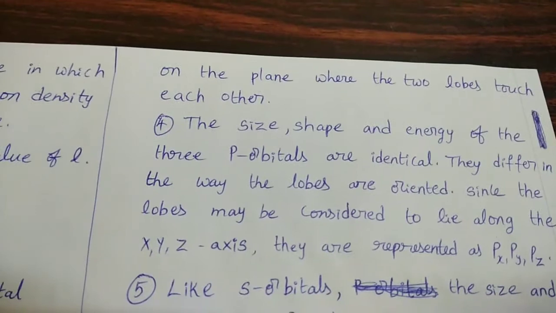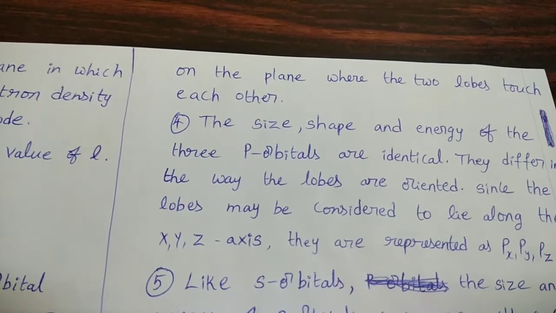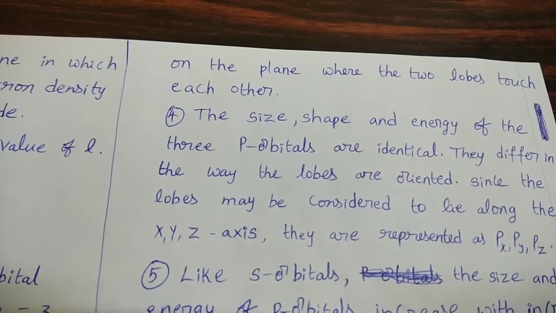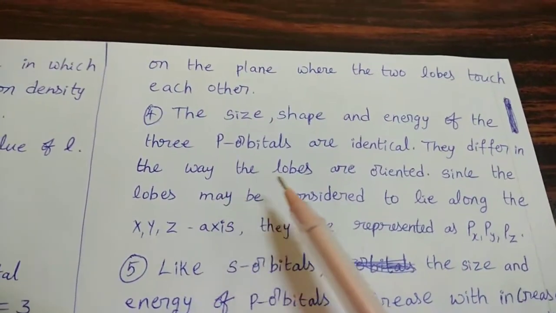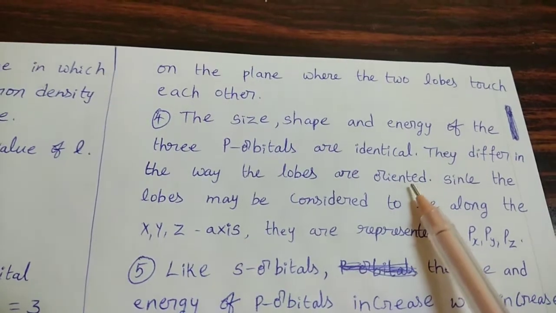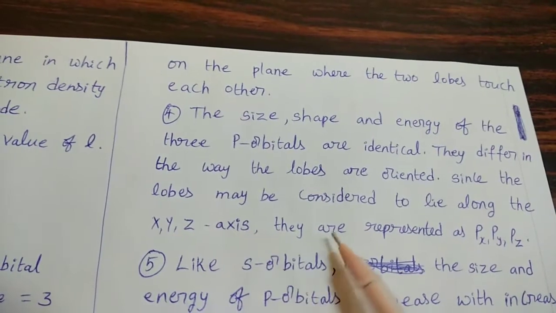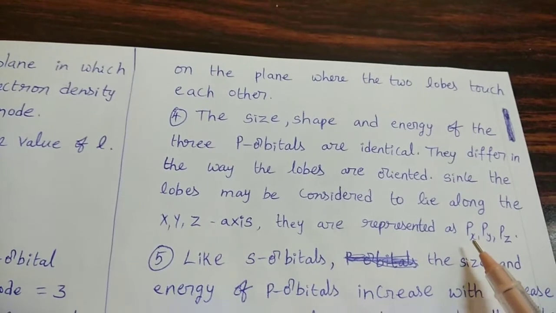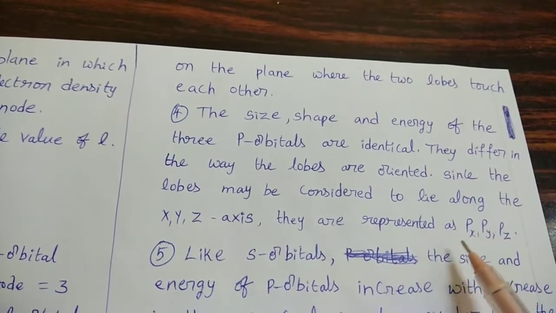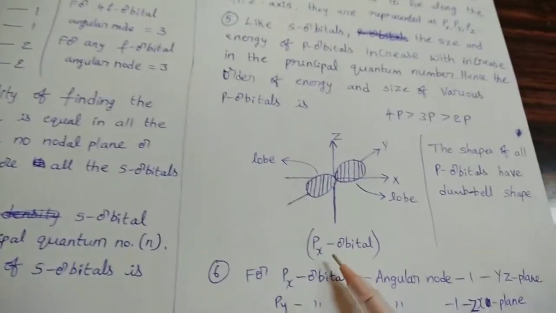P orbitals are directional in nature. Px, Py, Pz. Along x, y, z axis, these orbitals are arranged. That means electron density is present along the axis. They differ in the way the lobes are oriented, meaning lobes are arranged. Since the lobes may be considered to lie along x, y, z axes, they are represented as px, py, pz. For px, electron density is present, that means lobes are present along the x-axis, py along the y-axis, pz along the z-axis. Here we consider, this is py.